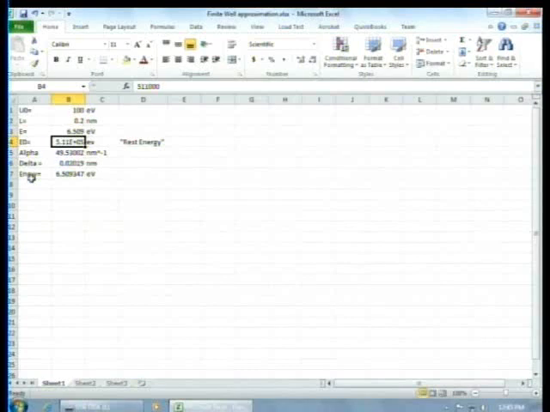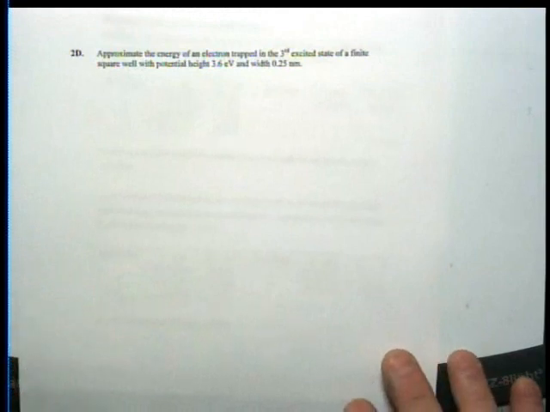This is basically the question that I asked you to be done here. Approximate the energy of an electron in the third excited state. So now you're going to have to account for the fact that you got to take everything I did and multiply it by 4 squared, right? 16. If you had a finite square well, the height was 3.6 and the width was 0.25 nanometers, and I can do it with a pocket calculator.